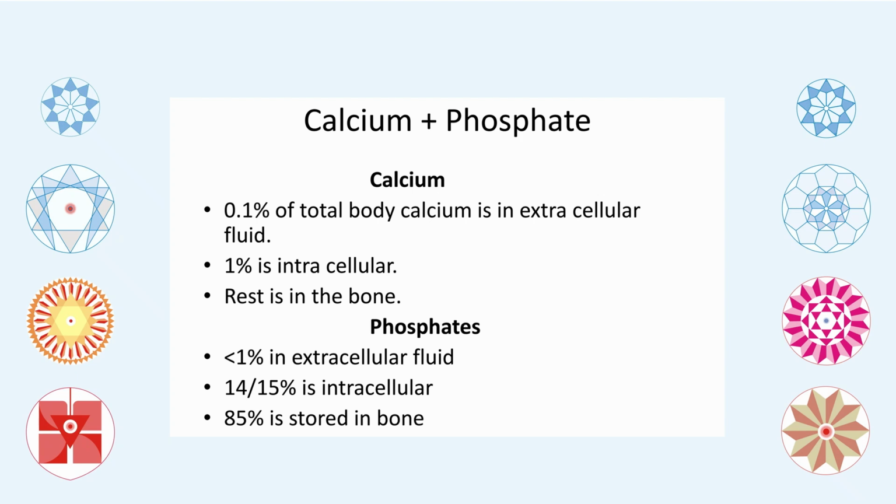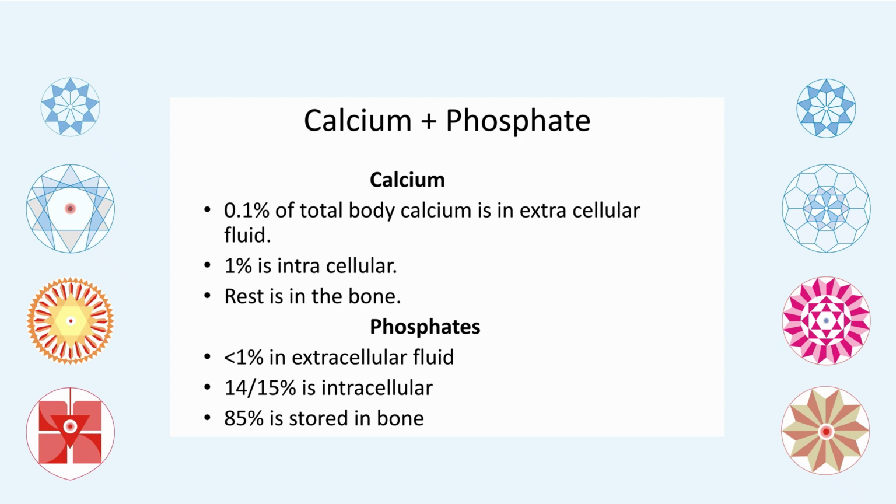Now comes the question of calcium and phosphate. There's another thing which I would like to show. 0.1% of total body calcium is extracellular, very clear. 1% is intracellular as far as calcium is concerned. The rest is in the bone. That means literally 99% is in the bones or the teeth alone.